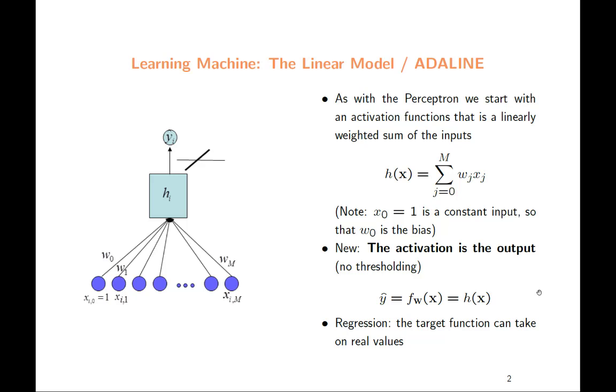The linear model is even simpler. We leave the threshold function away. So, the output is the h. So the output is a linear weighted sum of the inputs. Otherwise, on the left side, you see it looks exactly the same.